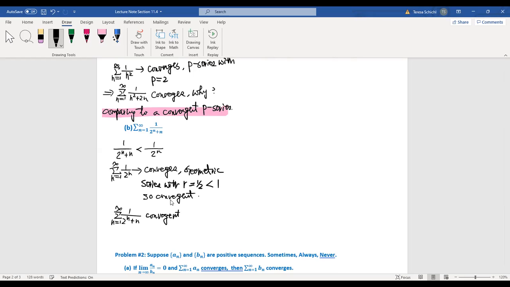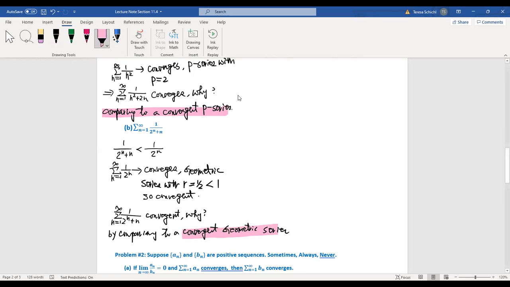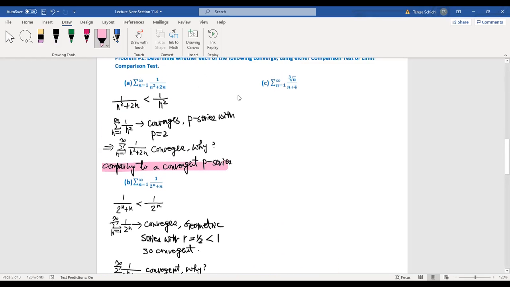Right? So why? This is because I'm comparing to a convergent geometric series. So that's by comparison. You always need to tell the reason why you make the conclusions here. Okay, so now let's take a look at part C here, all right?